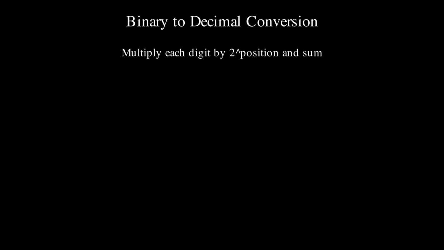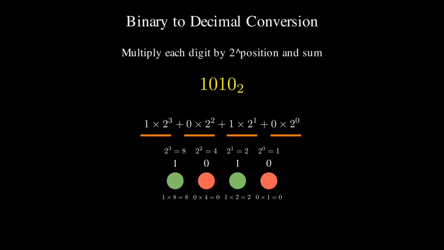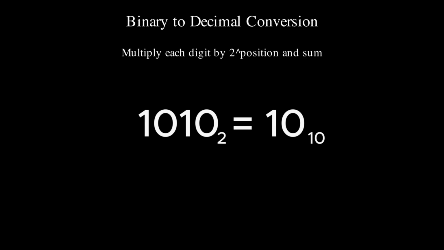For example, take the binary number 1010 from right to left. The rightmost 0 is 0 times 2 to the power of 0 equals 0. Next one is 1 times 2 to the power of 1 equals 2. Then 0 times 2 to the power of 2 equals 0. Leftmost one is 1 times 2 to the power of 3 equals 8. Add them. 8 plus 0 plus 2 plus 0 equals 10. So 1010 in binary is 10 in decimal.